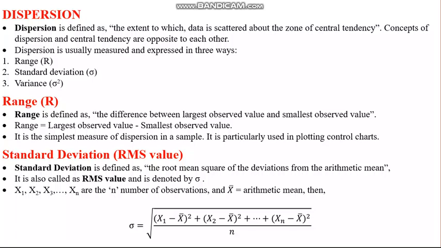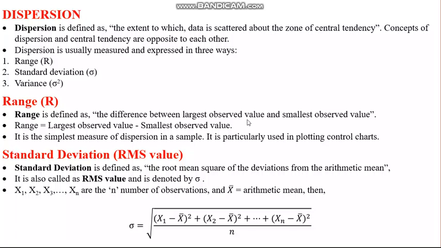Dispersion is usually measured and expressed in three ways. One is the range, that means from where to where it is falling. Second is standard deviation. Third is variance. Now, the range. Let us see these three.